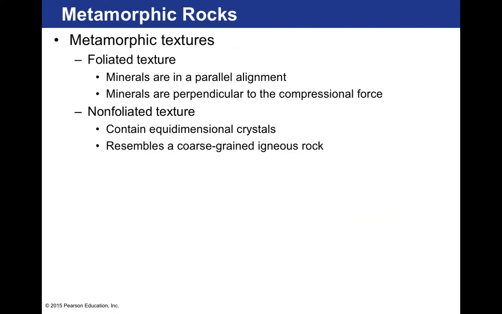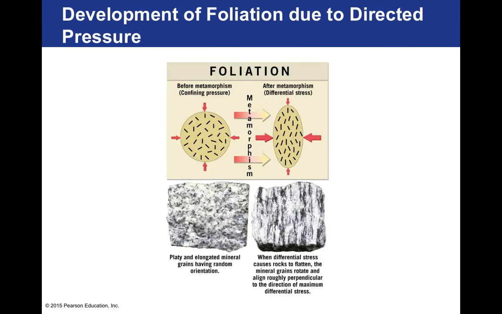All right, there are a few textures for metamorphic rock, just like igneous rock. So we have a foliated texture. These are when minerals are lined up in a parallel alignment, and these occur when the minerals are perpendicular, which just means at a 90-degree angle to the compressional force. And then we have non-foliated texture. These contain something called equidimensional crystals, and they resemble a coarse-grained igneous rock. All right, so this is just giving you a picture of what it means to be foliated. This is lining up in parallel to the force.